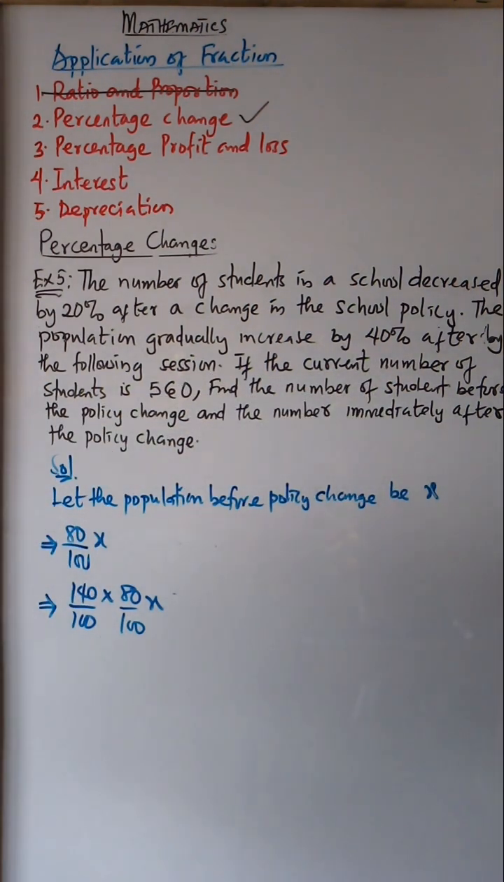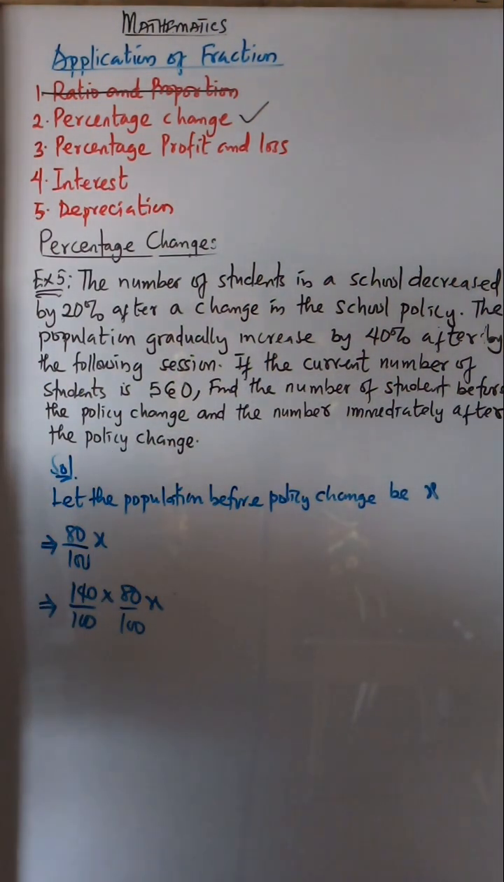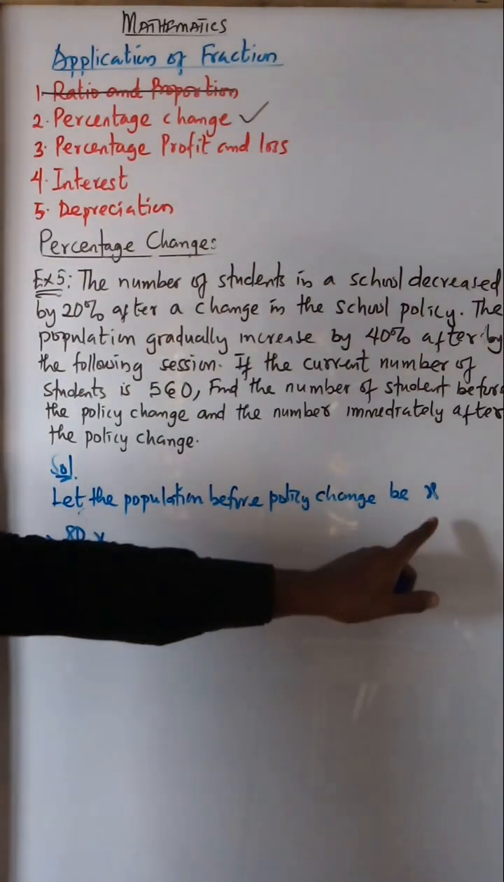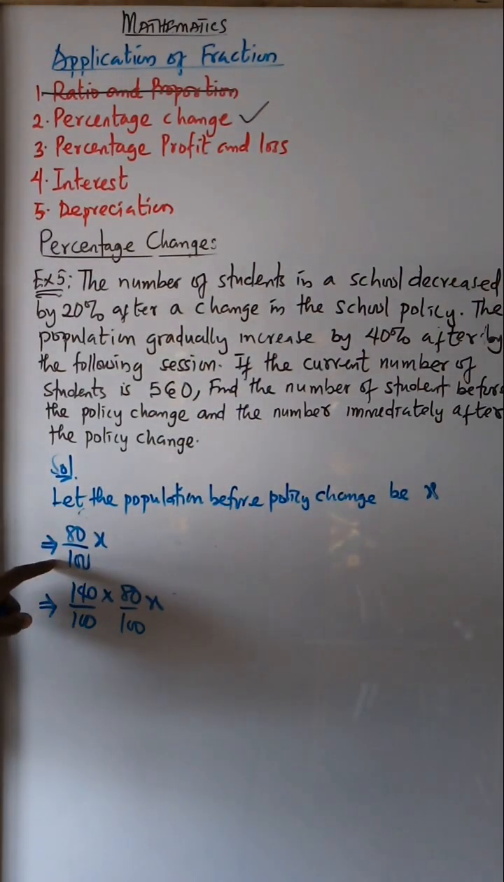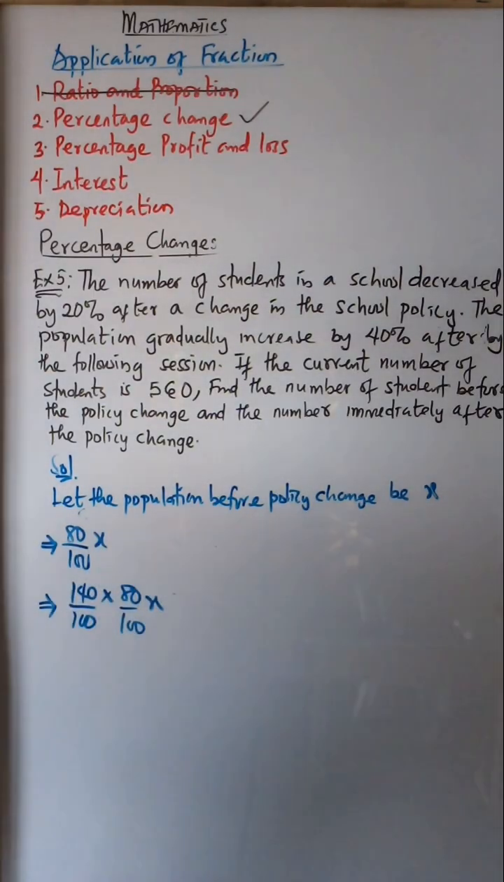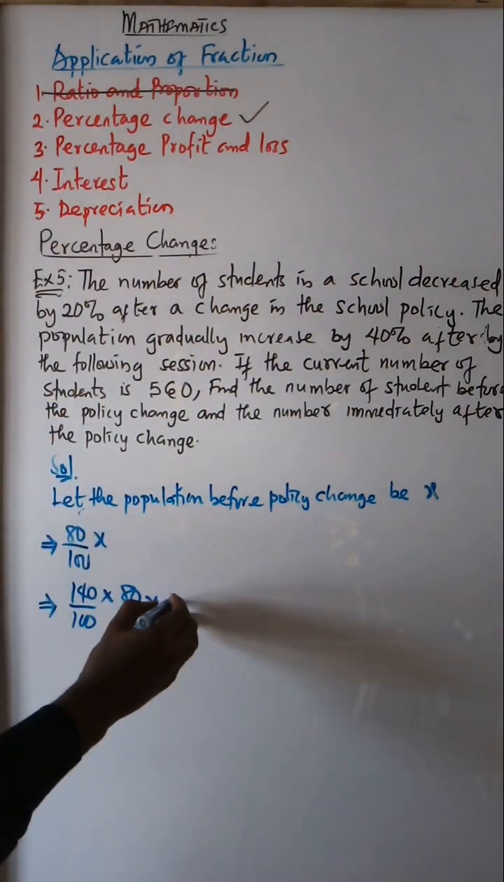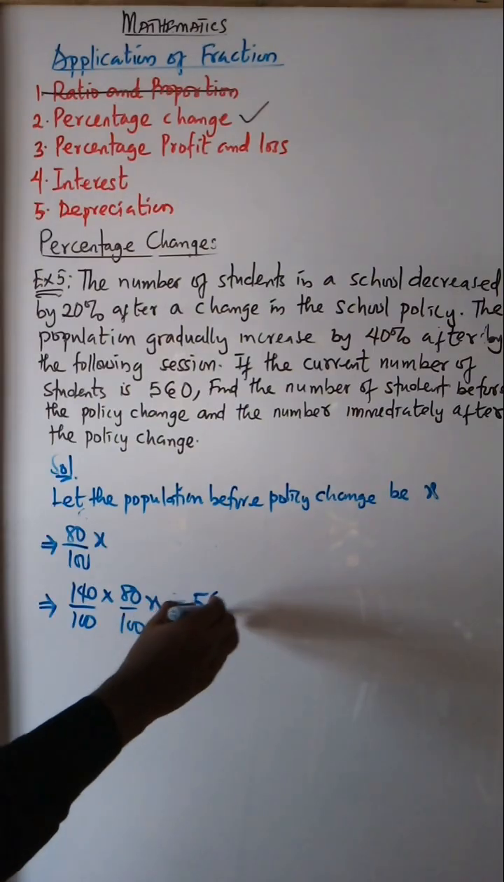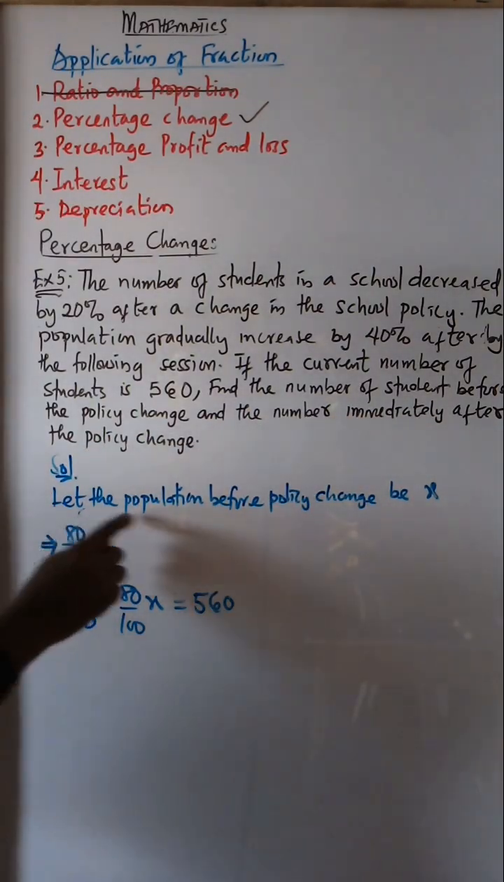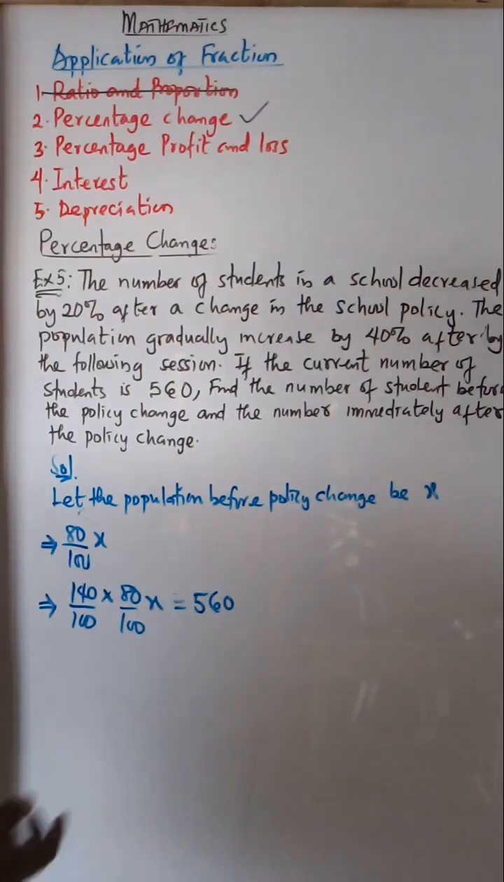Note the initial number, the original number was X. Then X decreased to this, then increased to this. So this is the current number. We are now told that the current number is 560. If the current number is 560, find the number of students before the policy change. The population before policy change is X, so we are looking for X.